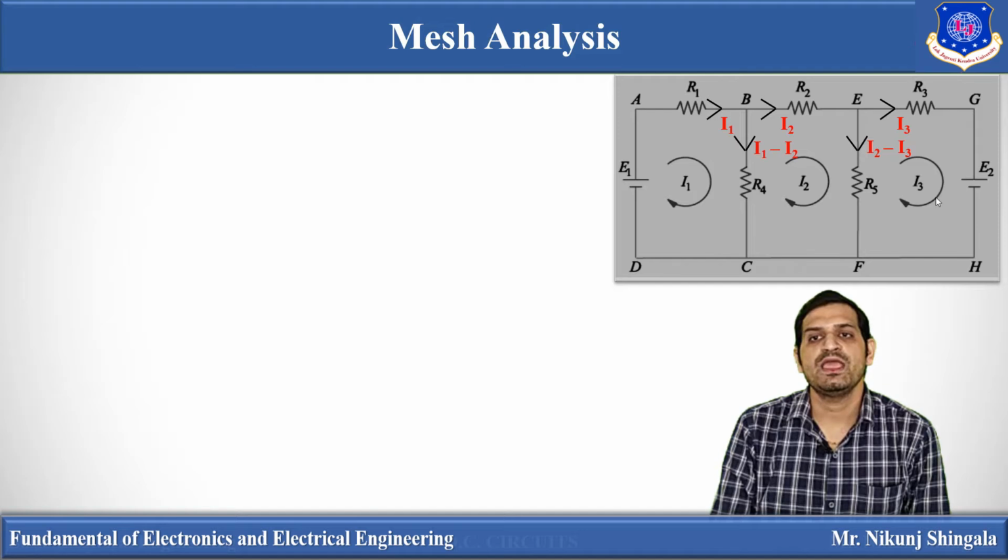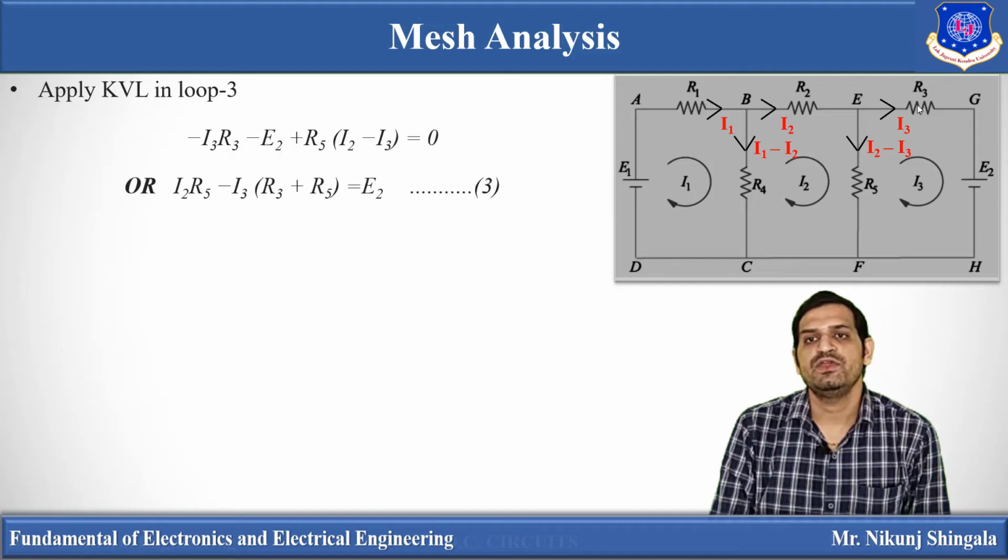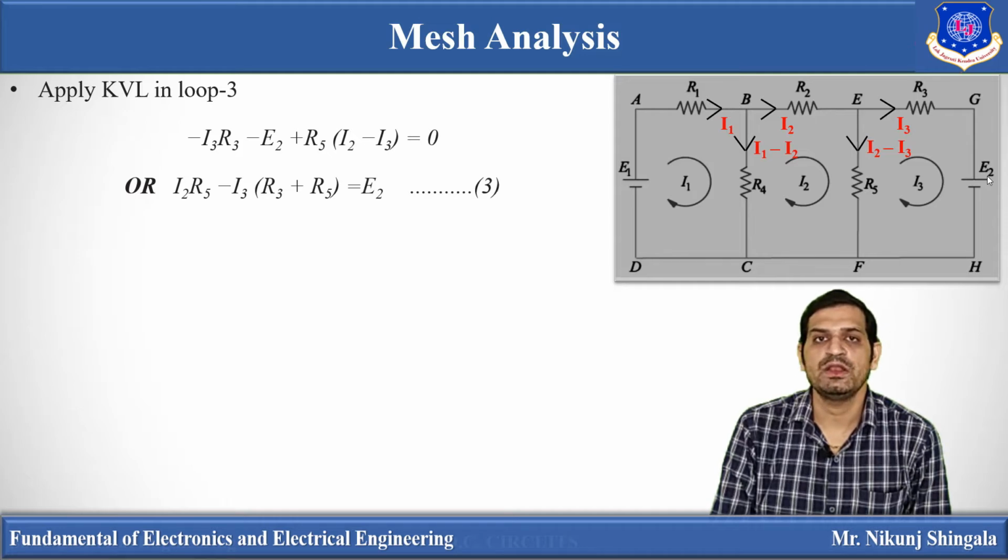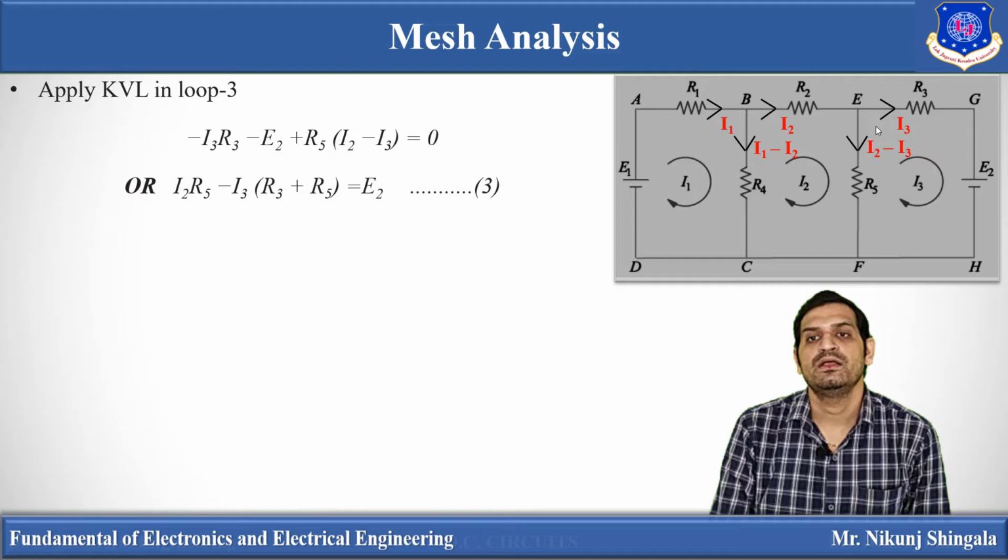Now, applying KVL in the third loop. Starting with the resistor R3, we are traveling in the same direction of the current, so it will be minus I3 R3. Now, we are encountering the positive terminal of the battery first, so it will be minus E2. Now here, this is plus sign, this is minus sign, so if we move in this direction, we will encounter the minus sign first. So it will be plus R5 in bracket I2 minus I3 is equal to 0. If we solve this, we will get I2 R5 minus I3 in bracket R3 plus R5 is equal to E2.